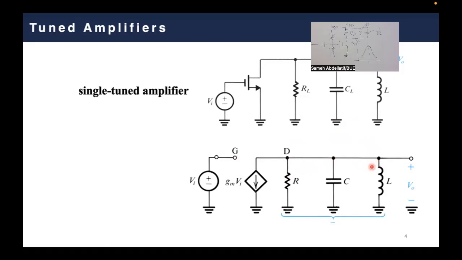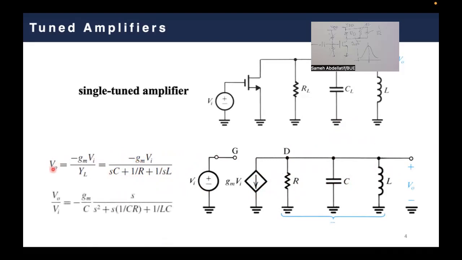And using this, it's very straightforward that the voltage drop here, which is the V out, is simply the current flowing in this voltage dependent current source flowing in these three elements. So the equivalent impedance, if you remember, this is the impedance. So gm times V input over this equivalent impedance, then you get V out, or you can get the gain as V output over V input in this format.